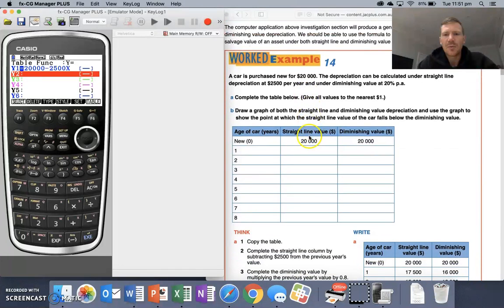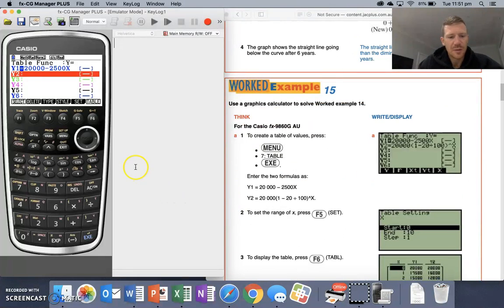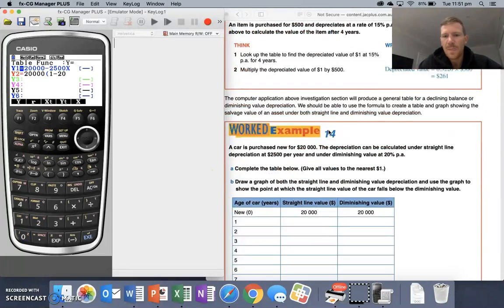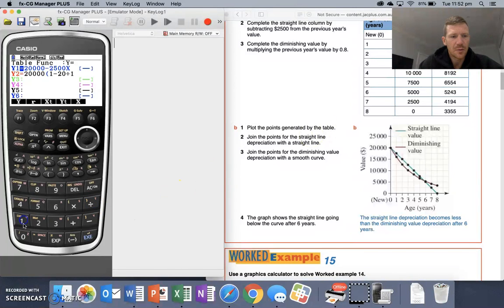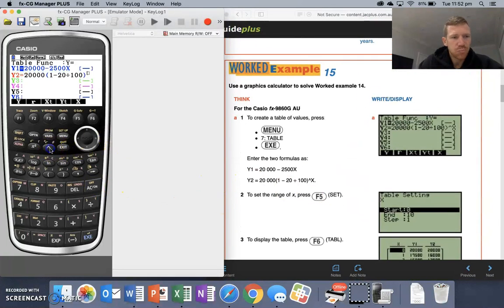Now we also want to do the diminishing value. So again, we end up with the equation $20,000 multiplied by 1 minus 20%, that's 20 over 100, to the power of x. I'm a bit slow here with this one. Okay, so we've got that one in there, and we've got our two different equations that work it out.